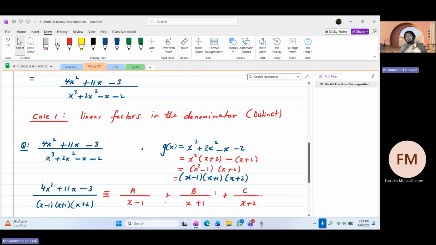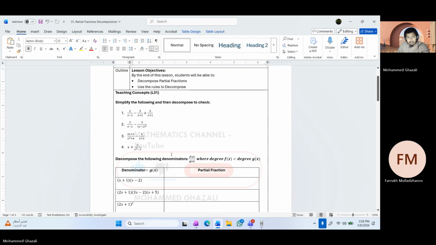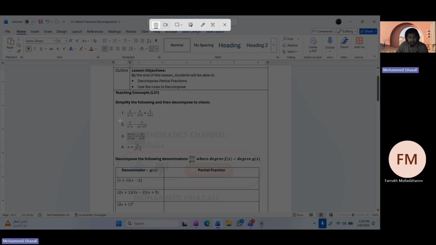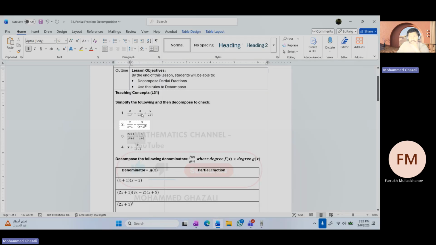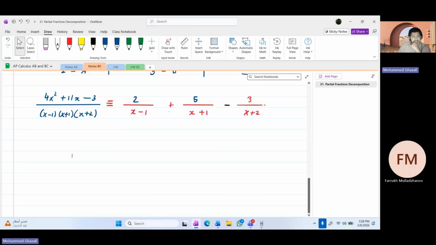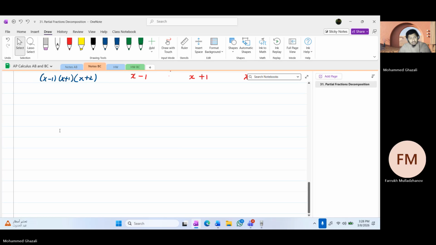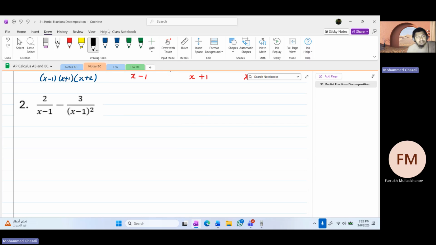So what was the first one? Case 1. Remember, there are 4 cases. Case 1, this is just case 1. Linear factors in the denominator, which are distinct. It is all different. Let's look at case 2 now. Now, not necessarily you will be given cubic always. You can get a quadratic, whatever, right? So next one, question 2. Now, let's simplify this, come to an answer, take the answer and see if you can come back to the question. Right, that's what we are doing.